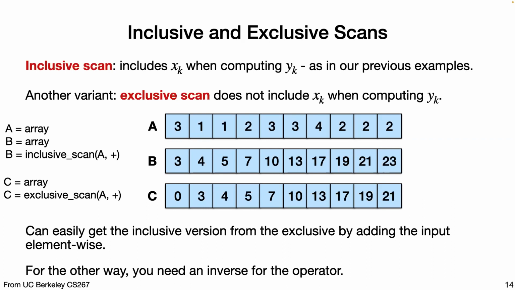So you can see that you can easily get the inclusive one. If you have an algorithm for exclusive scan, you can easily solve inclusive scan by just adding the input in element-wise. But for the other way, it's not so obvious how to transform. So you can go exclusive to inclusive easily, but to go from inclusive to exclusive, the easiest way is to use an inverse operator if you have it. So in this case, you do have it. It's an addition, so you can just subtract. But that doesn't always work. Like for max, there's no inverse. Does that make sense so far?